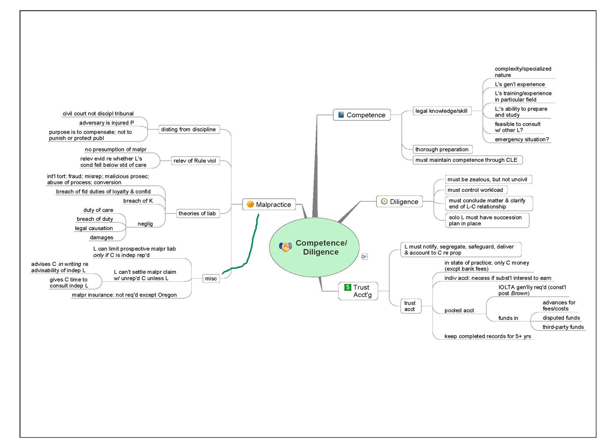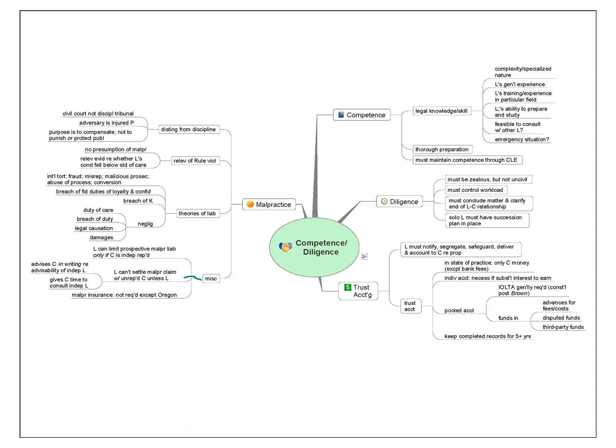Last issue related to competence and diligence and malpractice. A lawyer can limit prospective malpractice liability only if the client is independently represented by counsel. Now, I can't imagine many situations where this would actually happen, but for example, a lawyer might take a case in an area that she is really not familiar with, and the client's begging her to do it. Lawyer might take it as long as the client waives prospective malpractice liability.